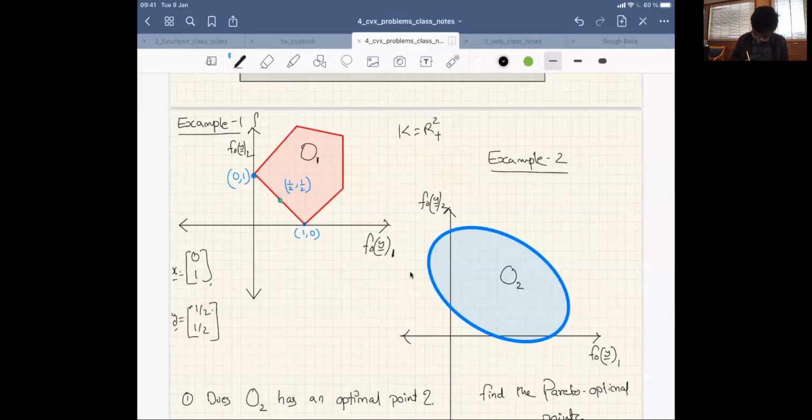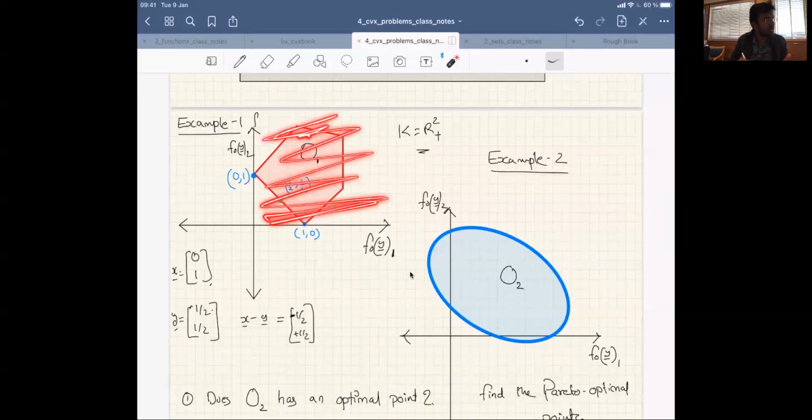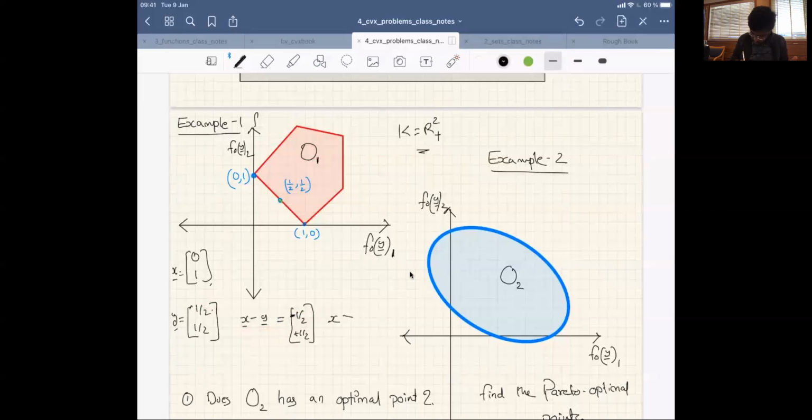So what is X minus Y here? X minus Y is minus half, plus half, right? Is that in R2 plus, the cone? R2 plus means this region. Since this has a negative component, it is not a part of the cone. So we cannot say that X is greater than or equal to Y with respect to our cone K, which is R2 plus here.